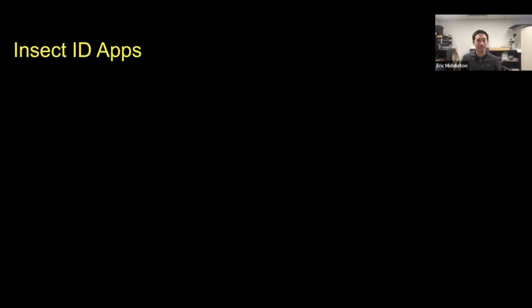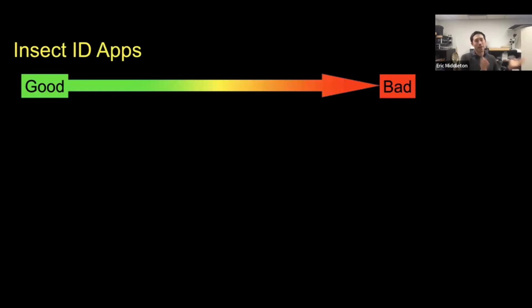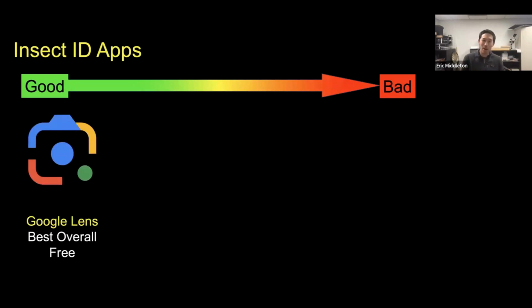When it comes to insect ID apps, I tested a whole bunch of different ones that were available. And basically, I have this scale of ones that are pretty good all the way to ones that are pretty bad. Let's start with the one that's actually the best that I found, which is basically just using Google Lens. This had pretty accurate results, gave you a number of different things. It can show you a bunch of different pictures you can compare stuff to. It's also free. So overall, if you're going to use anything, I would highly recommend trying to use Google Lens.